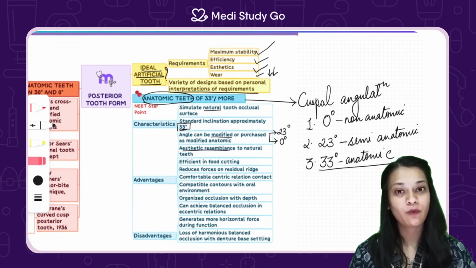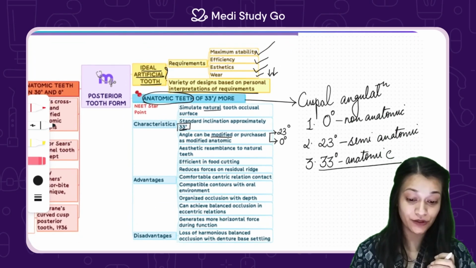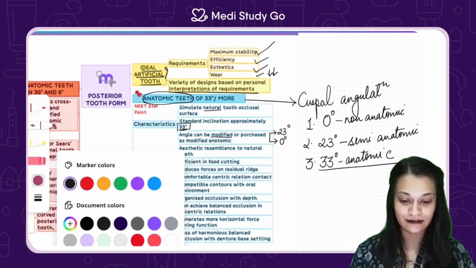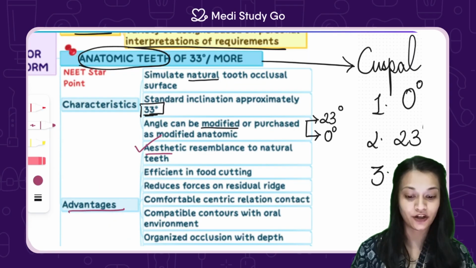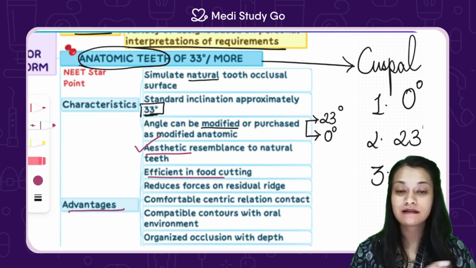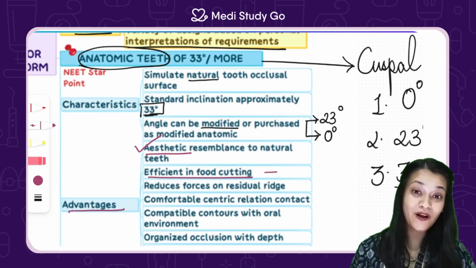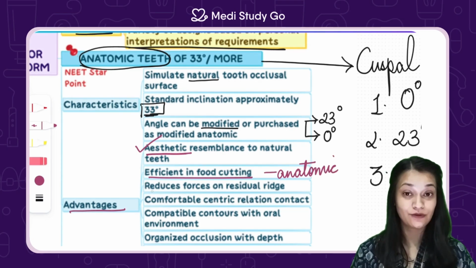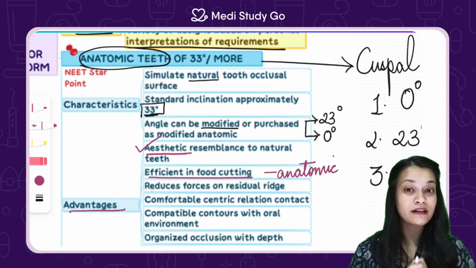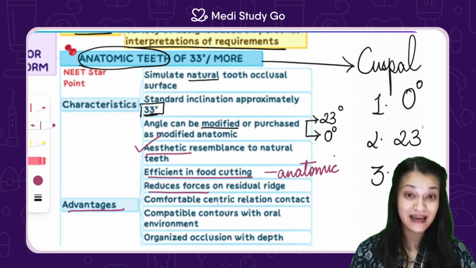Talking about the advantages now. As I told you, it has the standard inclination, so it is going to have aesthetic resemblance to your natural teeth. The efficiency is going to be very good because there is anatomic inclination present, correct? So that's going to help. In turn, it will reduce forces on your residual ridge, and it is going to have a very good centric relation.